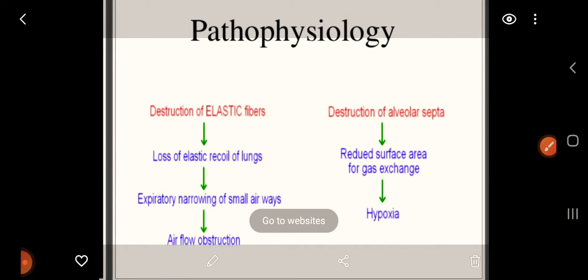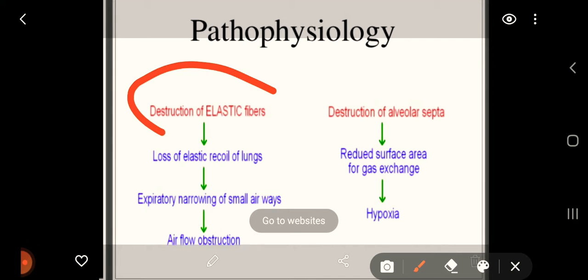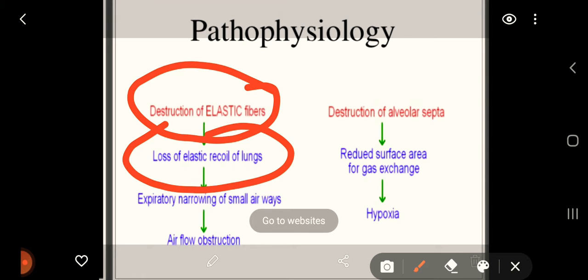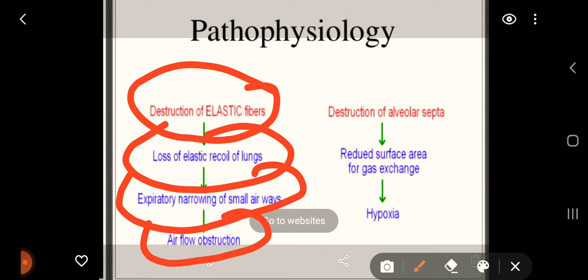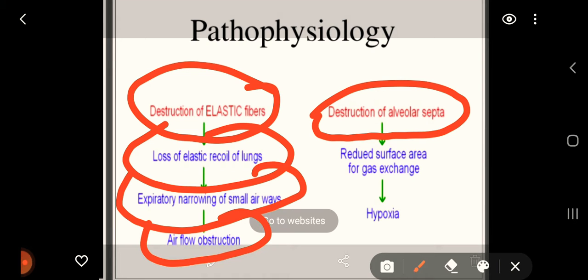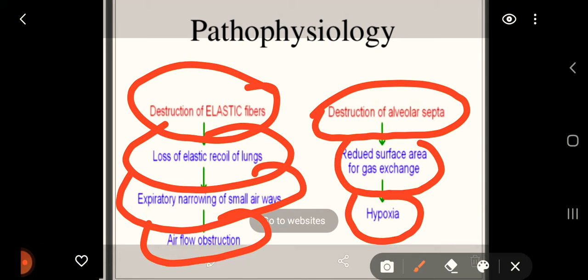So here is the pathophysiology again. Whenever there is destruction of the elastic tissue, with loss of elastic recoil of the lung, there will be expiratory narrowing of the airway spaces, resulting in airflow obstruction. Destruction of the alveolar septa results in reduction of the surface area for gaseous exchange, and it will result in hypoxia.